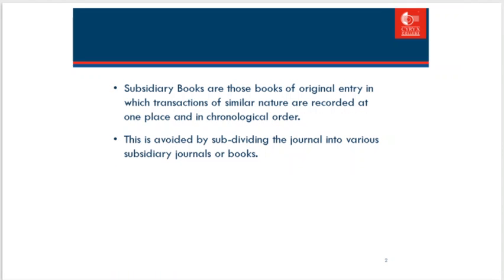Subsidiary books are those books of original entry in which transactions of similar nature are recorded at one place and in chronological order. In a big concern, recording of all transactions in one journal and posting them into various ledger accounts will be very difficult and involve a lot of clerical work. This is avoided by subdividing the journal into various subsidiary journals or books. The subdivisions of journal into various subsidiary journals for recording transactions of similar nature are called subsidiary books.